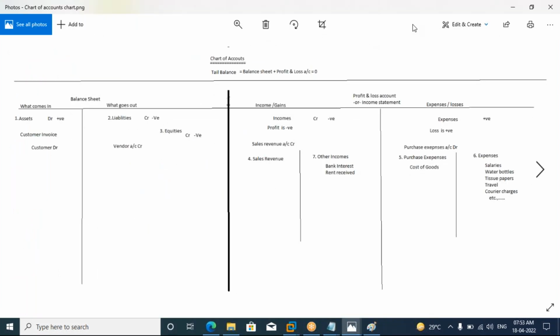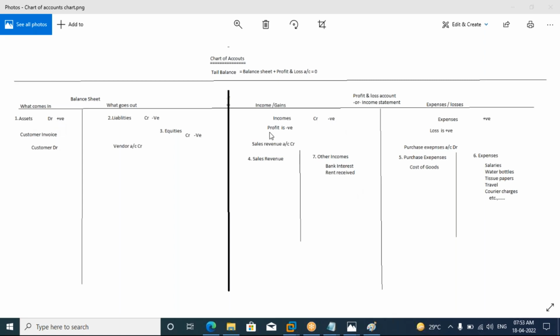Tomorrow I will discuss with you in detail this one, chart of accounts. So debit means positive, credit means negative. Credit means negative, but on the balance sheet side, more positive should be there, and on the P&L side, more negative should be there.